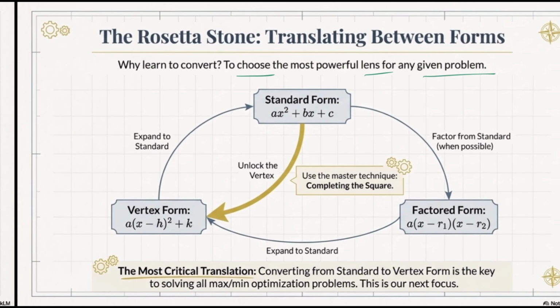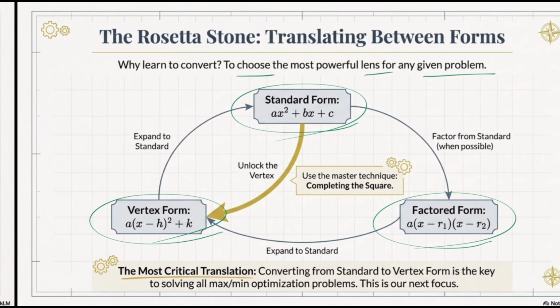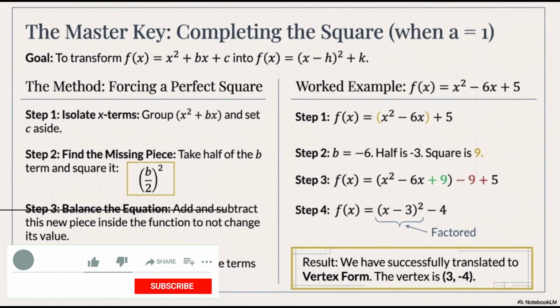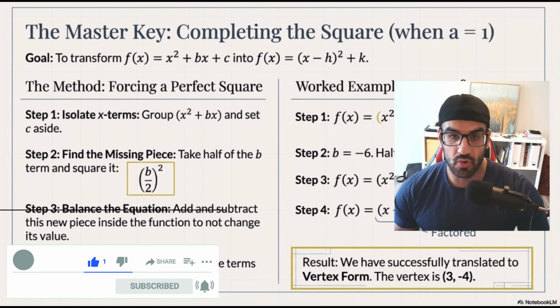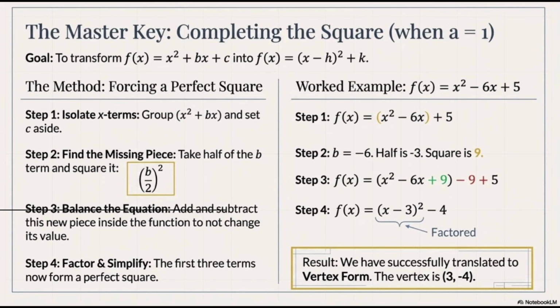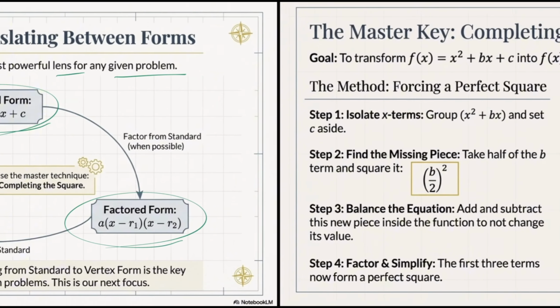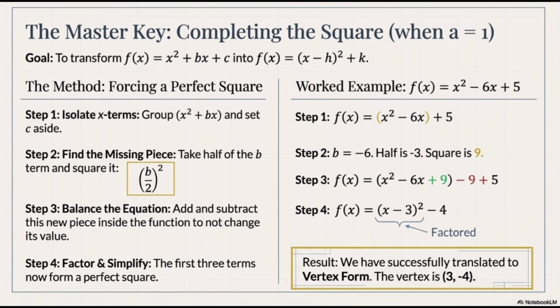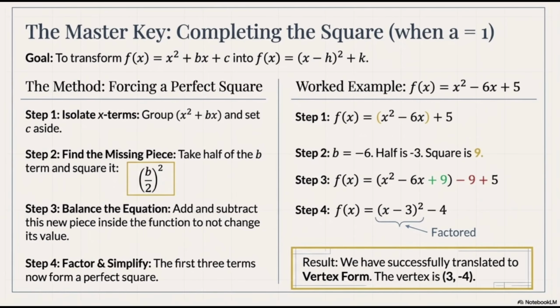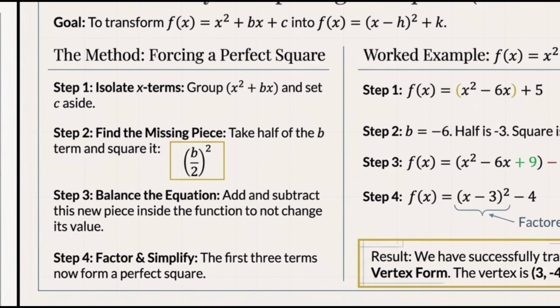So I have to know how I can convert the standard form to the vertex form, and also to the factored form, sometimes called the root form. So let's talk about it. Let's talk about how we can convert our standard form to x minus h to the power 2 plus k, which is the vertex form itself, because I'm looking for h and k in order to find my maximum or minimum. These are the steps, and after that we are going to show you in an example.